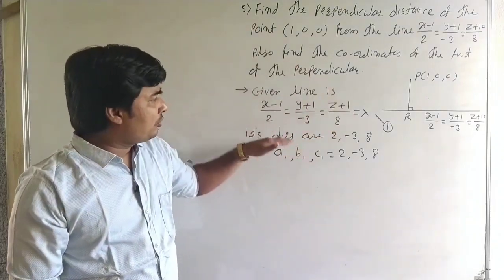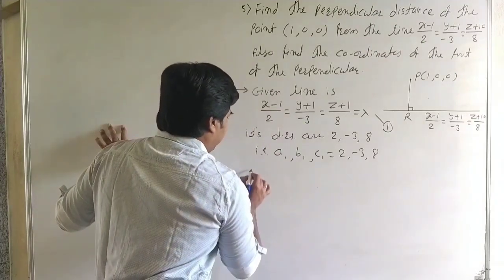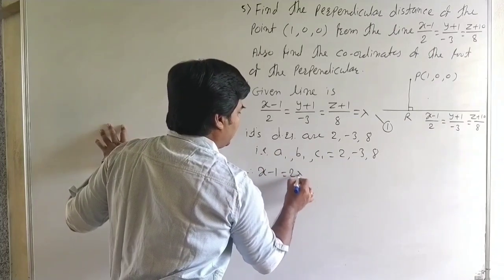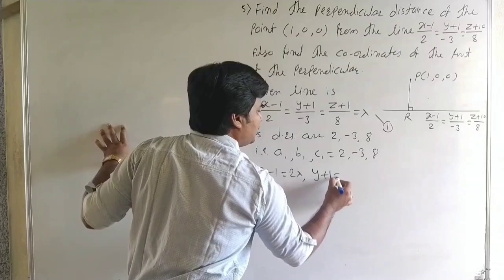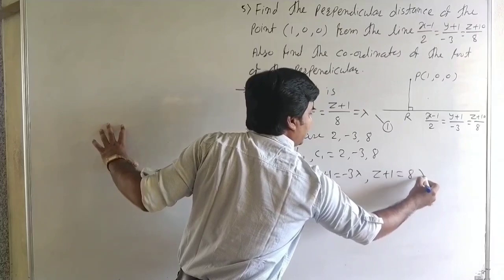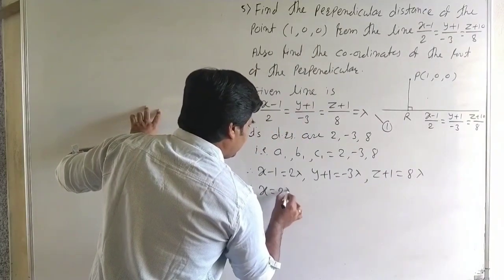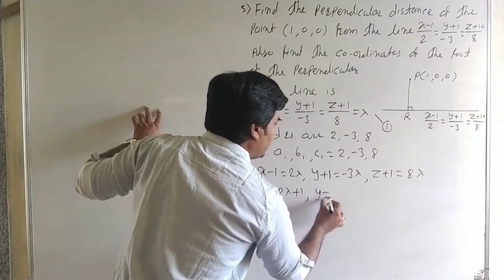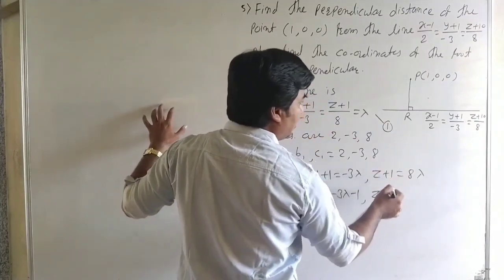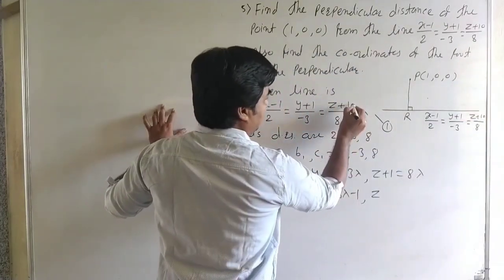Now we want to find any point on the line. We can write x minus 1 is equal to 2 lambda, y plus 1 is equal to minus 3 lambda, and z plus 1 is equal to 8 lambda. Therefore x is equal to 2 lambda plus 1, y is equal to minus 3 lambda minus 1, and z is equal to 8 lambda minus 1. Here it is z plus 10, see, it is a correction.